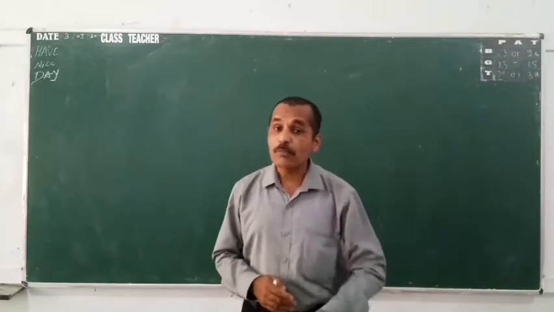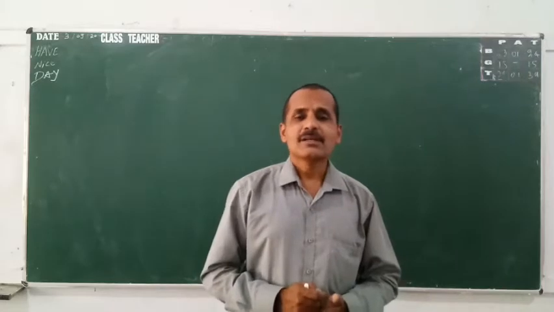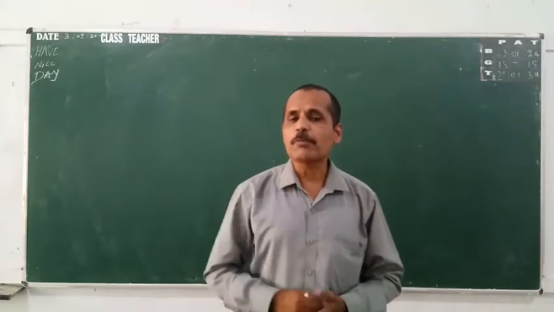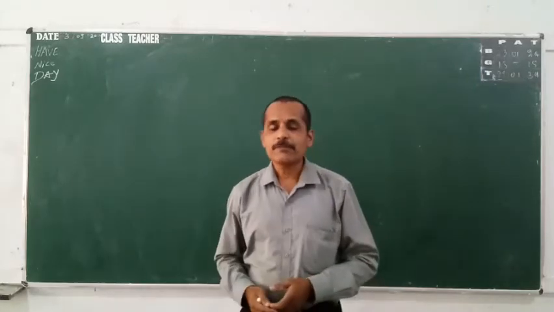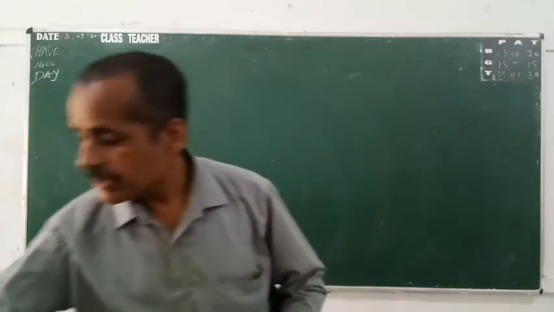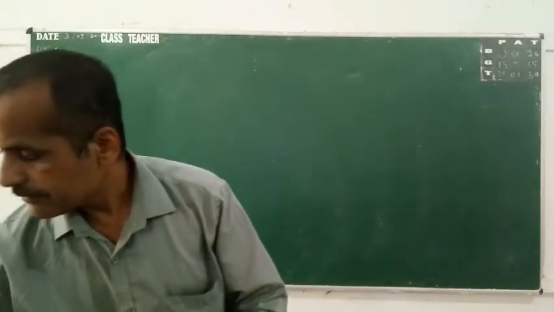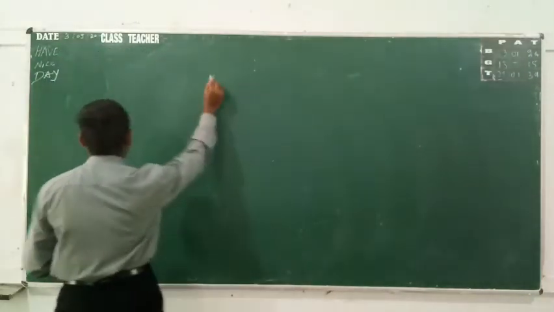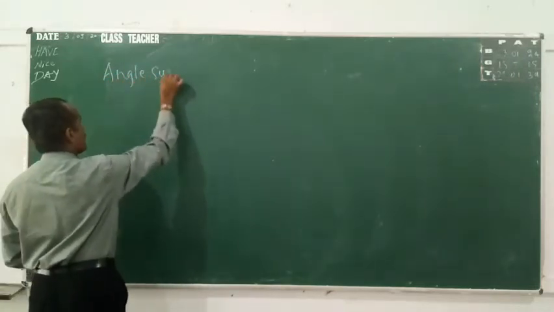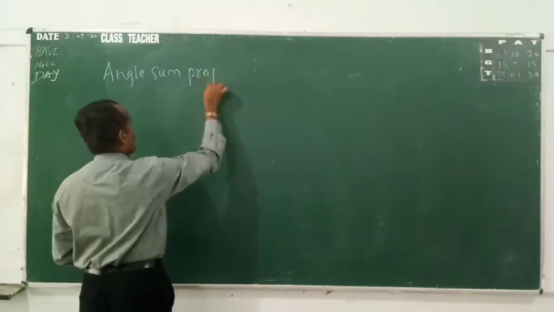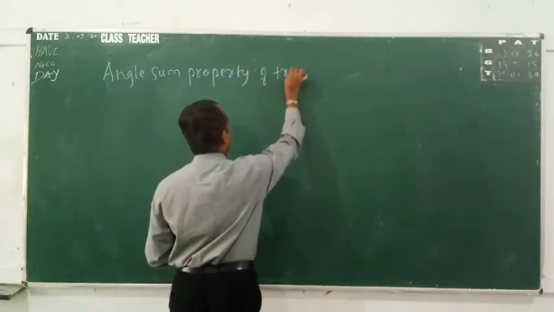We have solved some problems, and in the last part of this chapter, today I will take up two important properties of triangle, and thereafter we will see some problems based on it. And we will start with the angle sum property of triangle. Angle sum property of triangle.